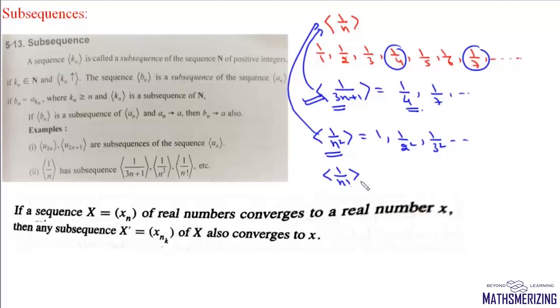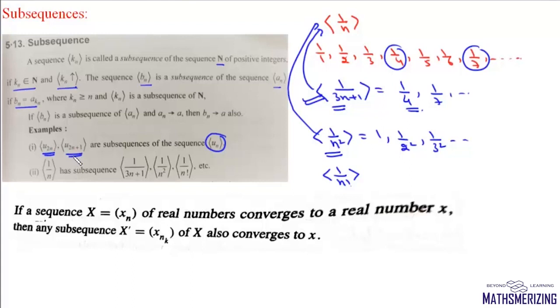Now classical definition of subsequence is a sequence kn is called a subsequence of sequence n of positive integers if kn belongs to n and kn is increasing. The sequence bn is a subsequence of sequence an if bn equals akn, where kn is greater than or equal to n and kn is a subsequence of n. So for any sequence un, this subsequence u2n represents subsequence of even terms, and this sequence u2n plus 1 will represent subsequence of odd terms.